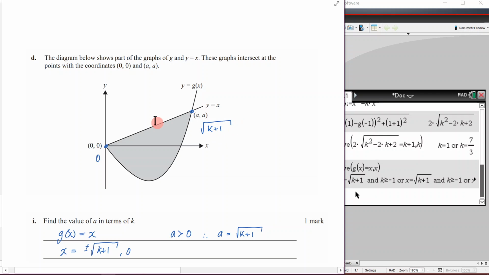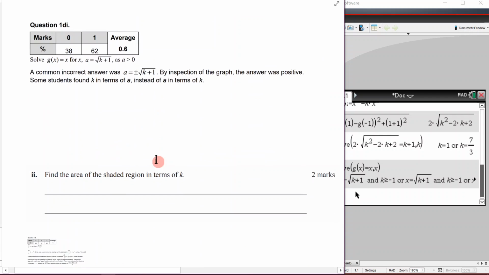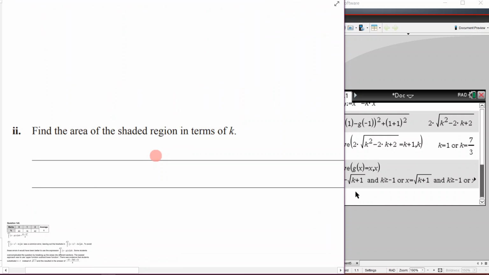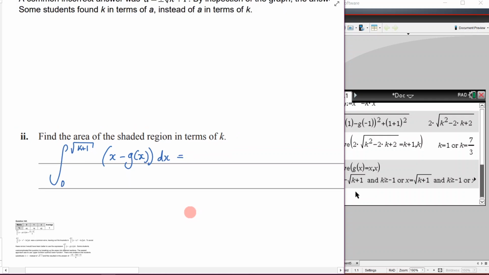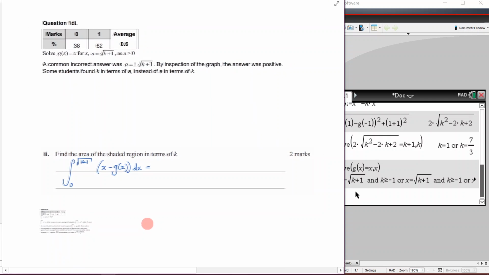And we've got two graphs here. So we're simply going to come here, use our integrals. Our top value is going to be the square root of k plus 1. Our bottom value is going to be 0. And then we're going to go x, because it's the top graph, minus my bottom graph, like so, and dx. We're going to put that into our CAS and get our answer. That's our working out mark.